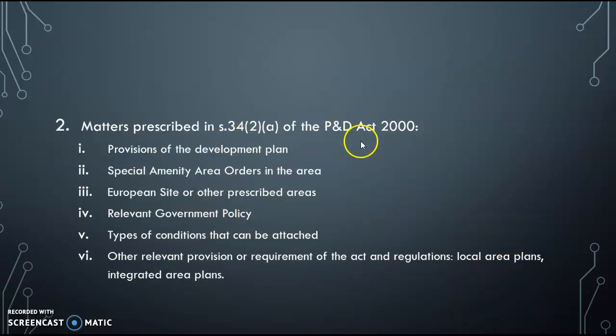Matters prescribed by Section 34 of the Planning and Development Act 2000. So provisions of the development plan, special amenity area orders, European sites or other prescribed areas. So that's habitats of protected species, effectively. Relevant government policy. So that could be the National Climate Mitigation Plan, or the long-term strategy for climate change, or the National Spatial Strategy, any of those policies we talked about in the previous lecture. The types of conditions that can be granted, and then other relevant provisions of any act or legislation, local area plan, integrated area plans.